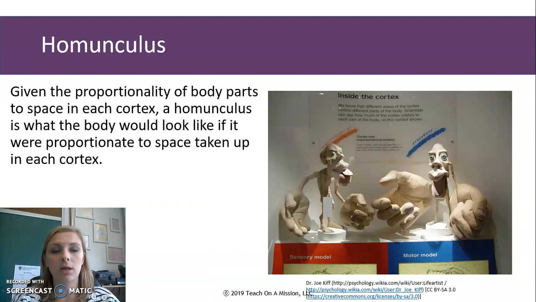And we can see this through a homunculus. Homunculus are just people, right? So this is a person that is proportionally accurate to the space in the cortex. Okay, so it's what the body would look like if it were proportionate to the amount of space that's taken up in each cortex. You can see for the motor cortex, our hands are very, very large. That's because we need a lot of our motor cortex to be able to control those, okay? And our tongue and our mouth to be able to make speech sounds.